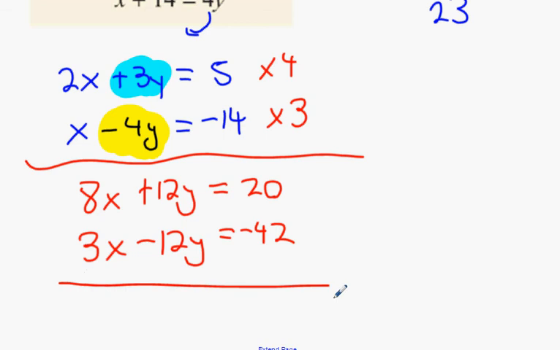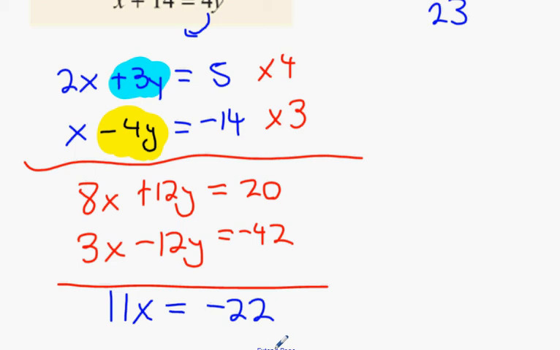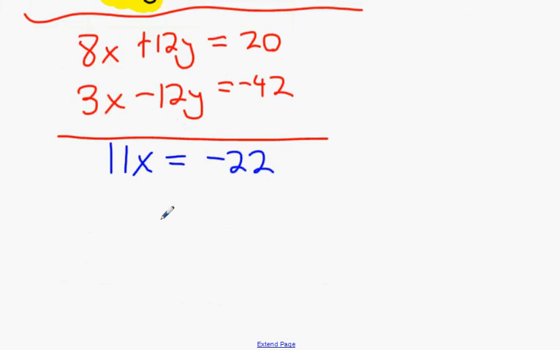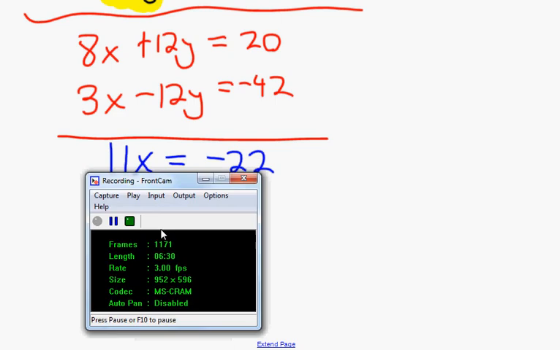Alright, we'll leave you there. Okay, add straight down, you get 11x equals what? 20 take away 42? Minus 22. And then x equals what, guys? x will equal minus 2. Alright, I had to call it there, I'm afraid.